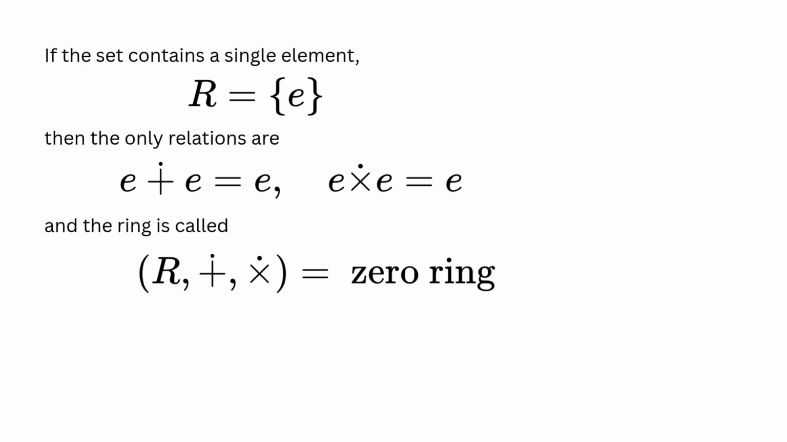If the set R consists of a single element, then this element must be the neutral element, and we call the ring the zero ring. This ring is quite boring. We want to study rings which contain at least two elements. Such rings are called non-zero rings.